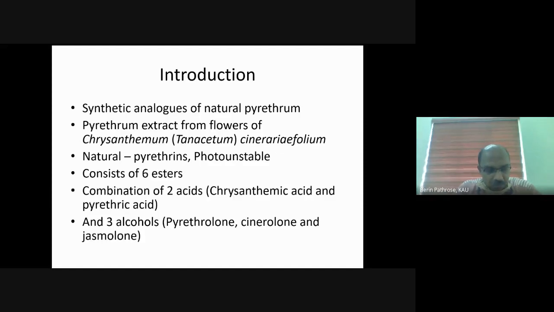So as you all know, the synthetic pyrethroids are based on the natural molecule derived from chrysanthemum flowers, or now the scientific name of chrysanthemum is changed into Tanacetum. So from years ago, people started taking extract from flowers of chrysanthemum, and that extract was used as a very good insecticide, especially for household pest management.